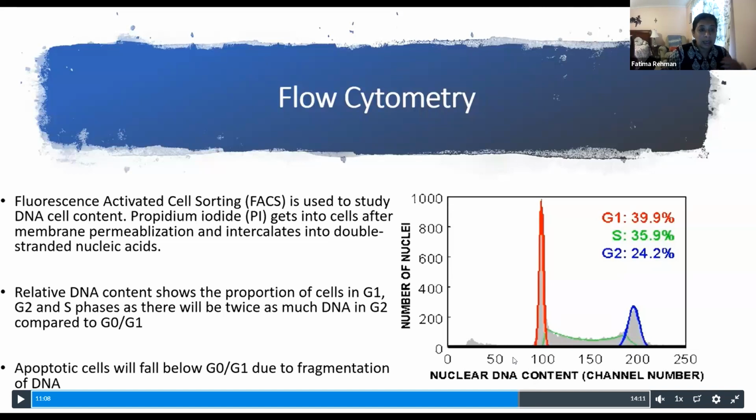If you have cells that are dying or that have fragmented DNA, they will fall below the 2N part. And many times you'll see them accumulate in that really small peak right here that you are seeing. These are your apoptotic cells. So they'll have fluorescence below your 2N content.